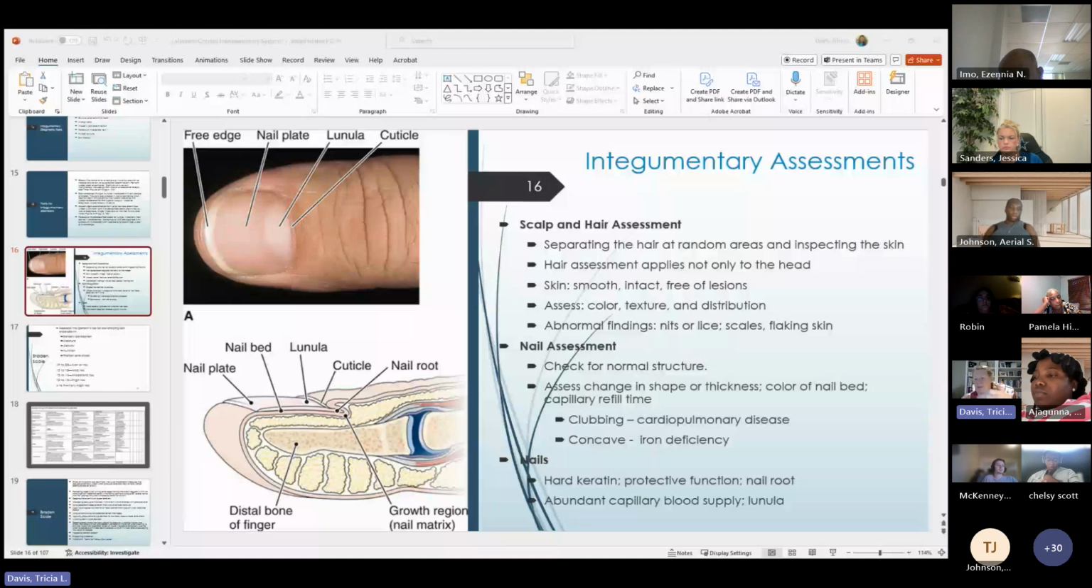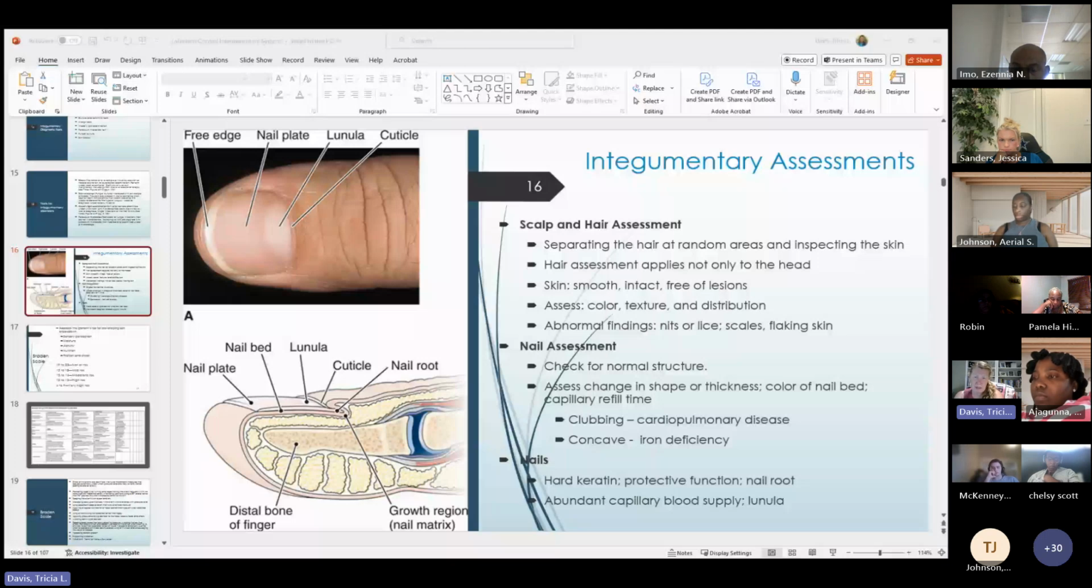Especially when we think about the older patients with their skin being so thin, they might present with a lot of bruising and things like that. With any kind of abnormal findings when we're looking at the scalp and the hair, we're looking for nits or lice, scabies, bed bugs, things like that. And then any kind of flaking skin. Flaking skin is very, very common in every part of the body in our aging population. That is a common finding, not necessarily normal, but common as they get older because they lose a lot of oils in the body.